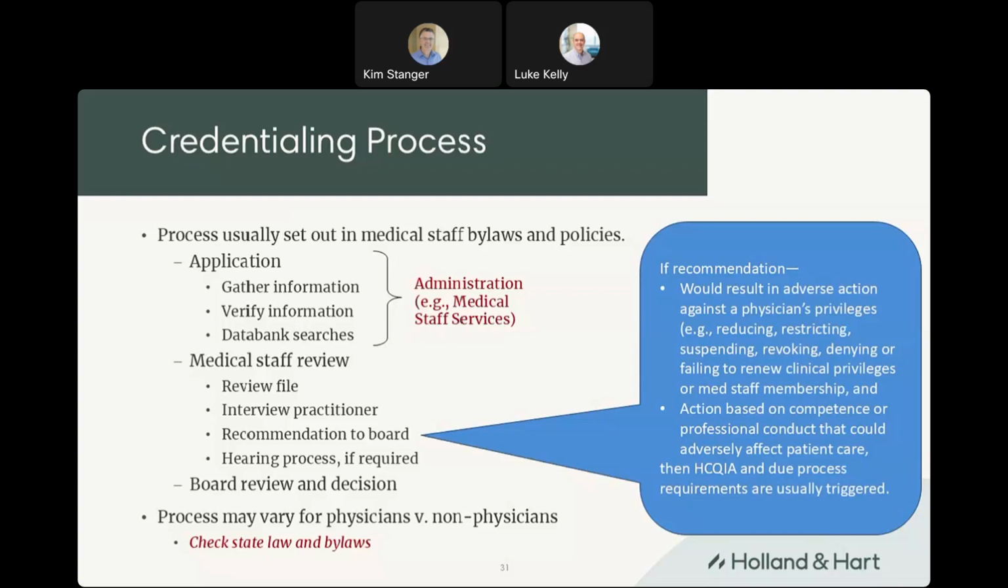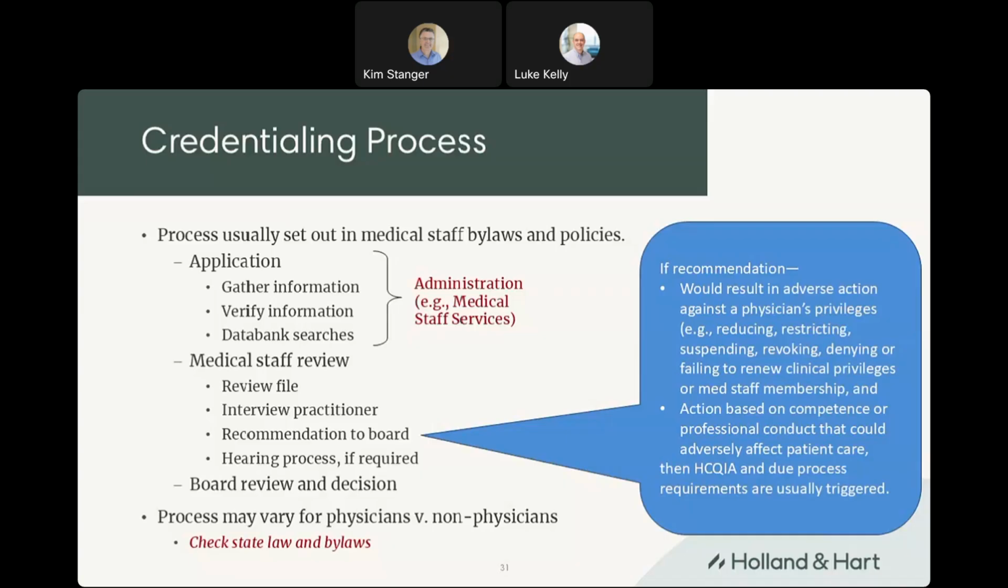Now, regarding the process that you go through, this credentialing process, because HCQIA treats physicians differently than non-physicians, and the immunity only applies to physicians, you may want to actually have a process that varies for non-physicians. You're not required to, but you may. And so a lot of times when I'm drafting the medical staff bylaws, I will have certain requirements for physicians, certain due process requirements in order to satisfy HCQIA. But when it comes to non-physicians, I may have a more expedited process. They may not get the full hearing process.